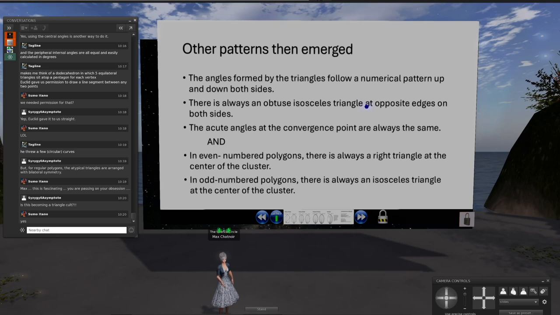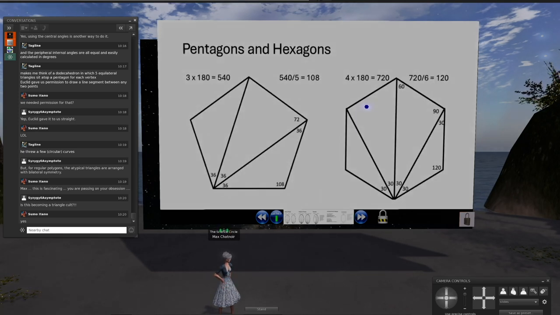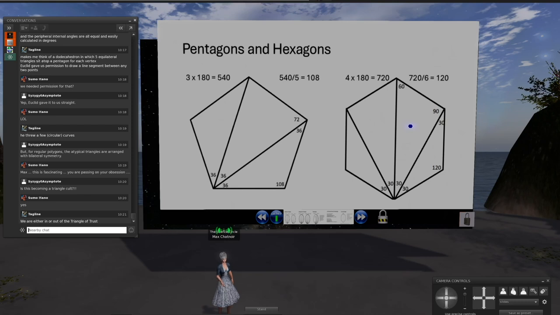Okay, and if you've got an even number polygon, there's always a right triangle right at the center of the cluster, and if you've got an odd number polygon, there's always an isosceles triangle at the center of the cluster. Like this. So here's a pentagon and a hexagon. So pentagon's odd, hexagon's even. Okay, so here's the obtuse isosceles triangle. And then there's no scalene triangle in this one, but here's the right triangle. It's across the middle. So this is the simplest possible pattern for an even number of triangles. Okay, and then for an odd number one, you've got these three with the isosceles triangle.